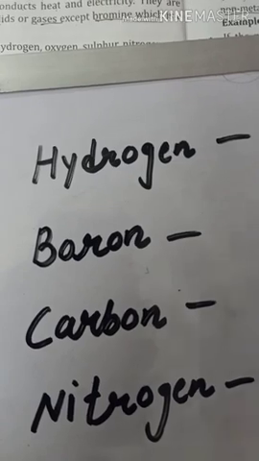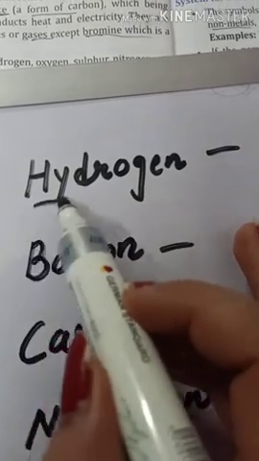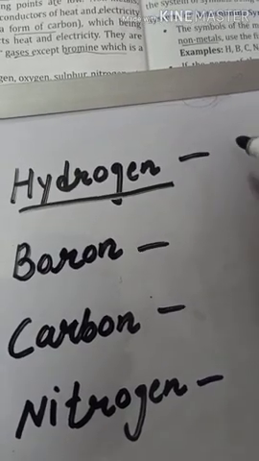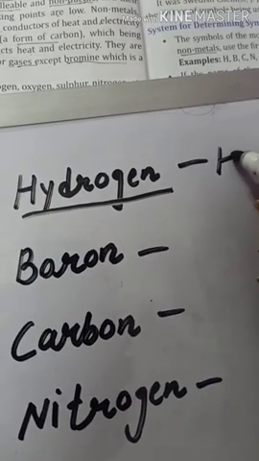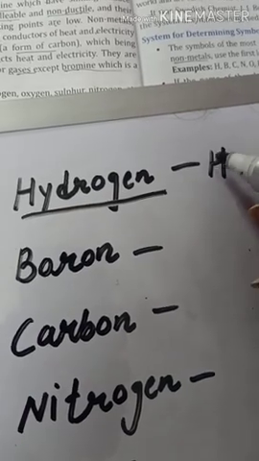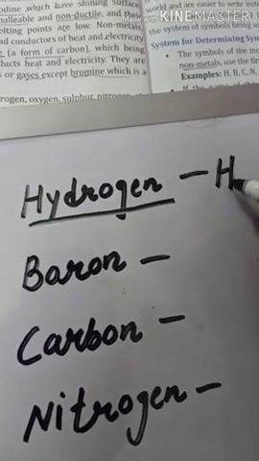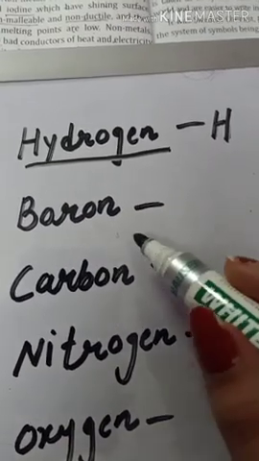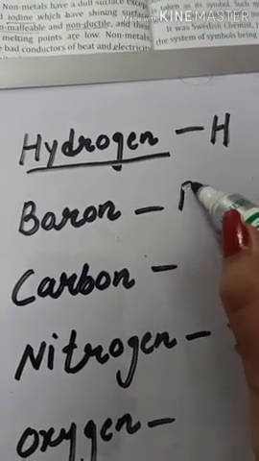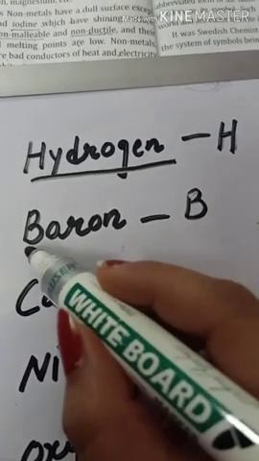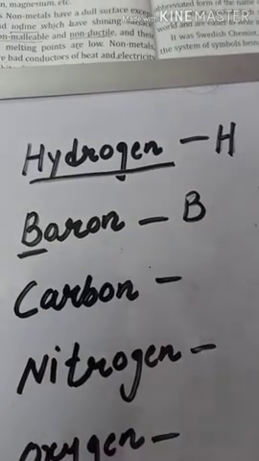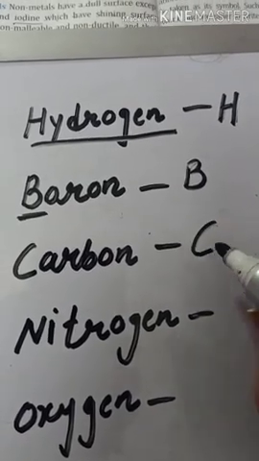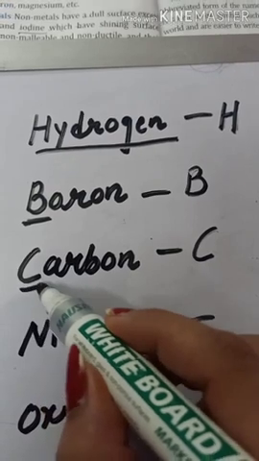For example, take the name hydrogen. In order to write its symbol, we write the first letter of its English name, but it should be in capital, keep in mind. So it will be capital H. Similarly, the symbol for boron is capital B, the first letter of its English name but in capital. Then the symbol of carbon is capital C, first letter but in capital.